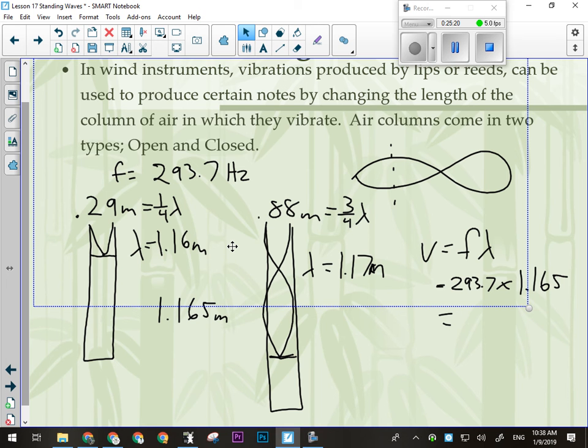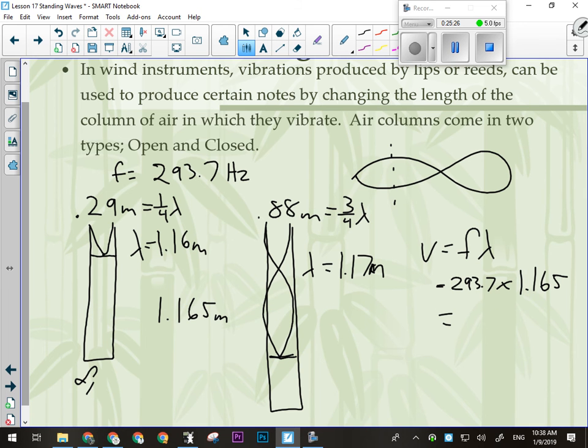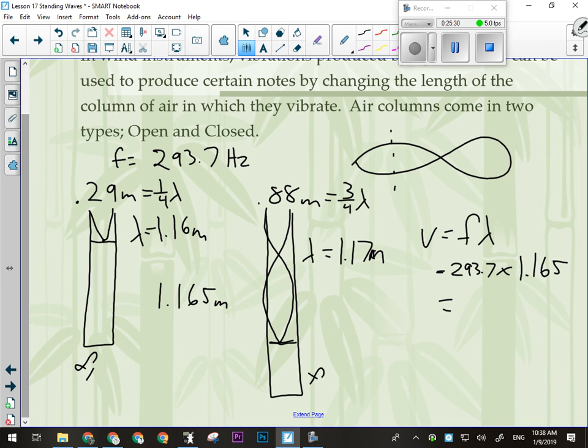So with closed air columns, here's the thing, guys. I get a sound here at F1. And I get a sound here, again, at F3. But I don't get a sound at F2. Because what's at the top of the tube at F2? A node, right? We didn't bother drawing it because it was hard to measure.